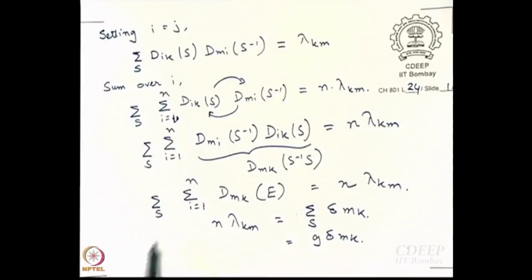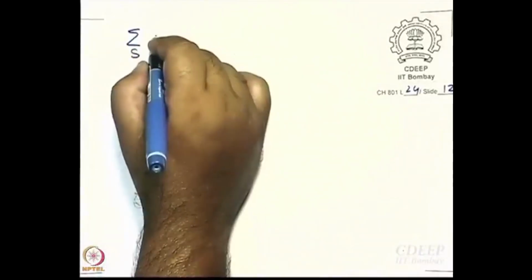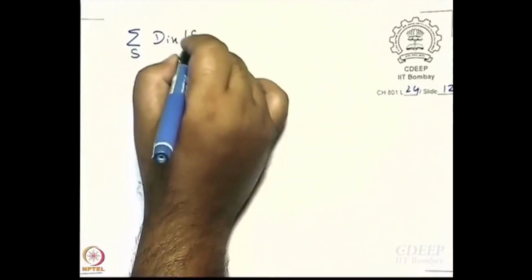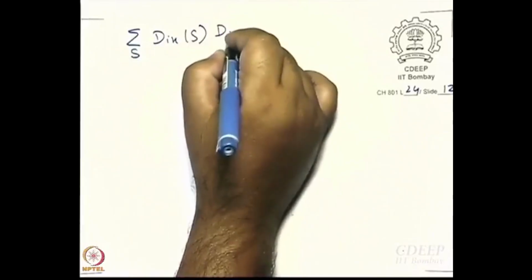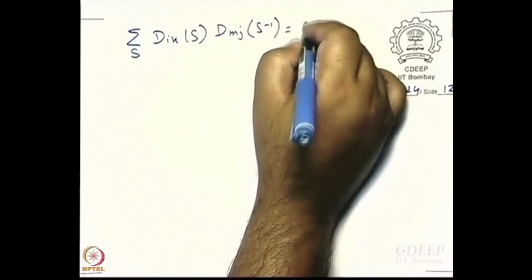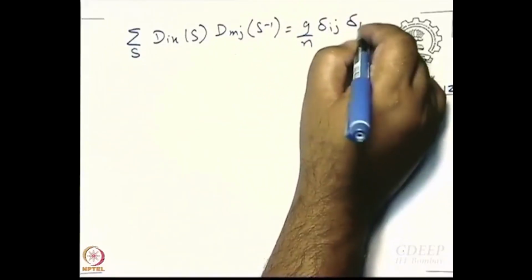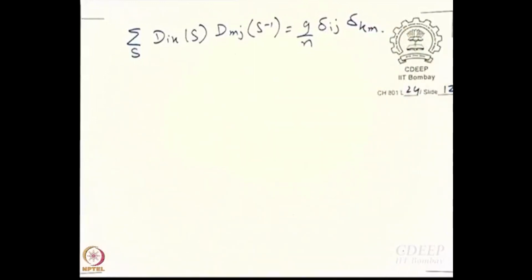So finally, the expression that we have got, if you combine the two, is sum over S d_ik(S) d_mj(S inverse) is equal to g by n delta ij delta km. Okay. Now you invoke Schur's lemma number 2, you are going to get the third delta also.